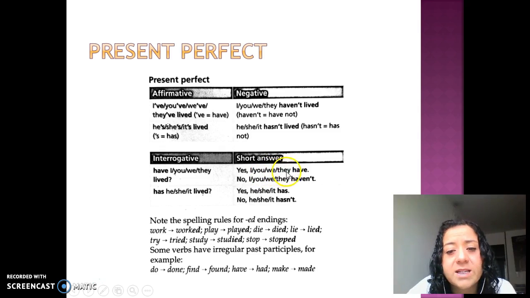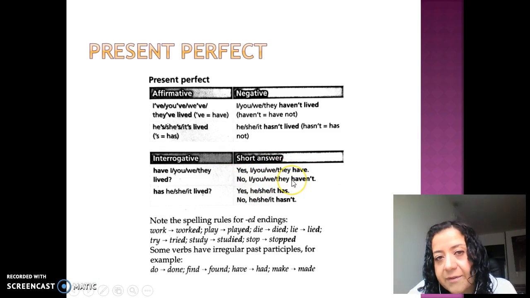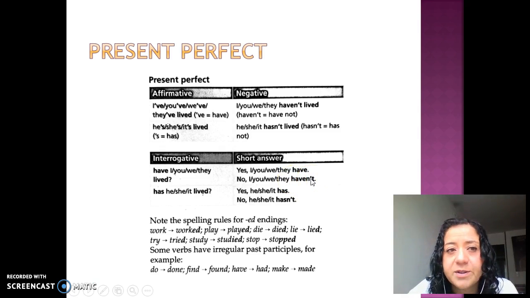Yes, I, you, we, they have. No, I, you, we, they haven't. Yeah, be very careful with the use of haven't. Some people use haven't when they're conjugating the simple present, but it's only in the present perfect as an auxiliary. Okay, so something important here.